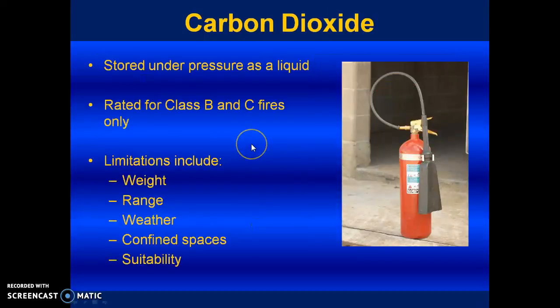Your carbon dioxide, these are stored under pressure as a liquid. They're rated for Class B and C fires only. However, you guys don't have any of these on premises anymore. The limitations of these include the weight, range, weather, space, and suitability for the use of practical application.